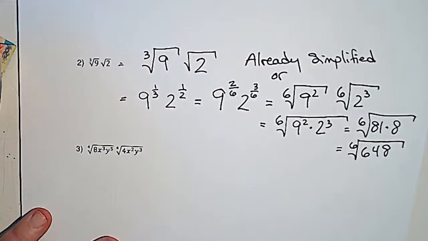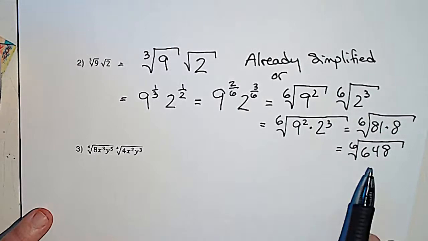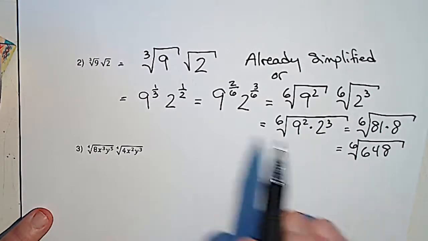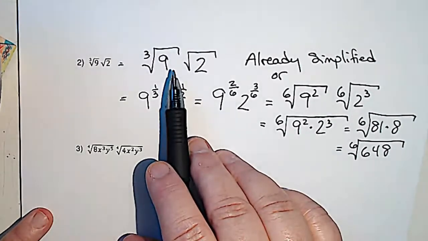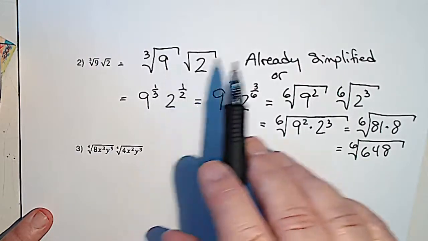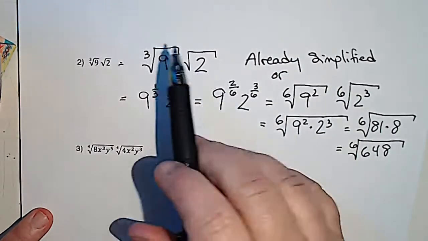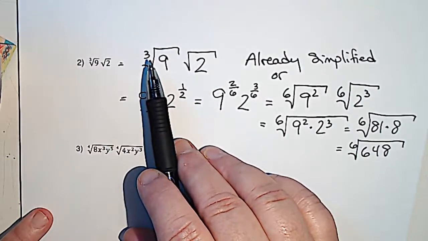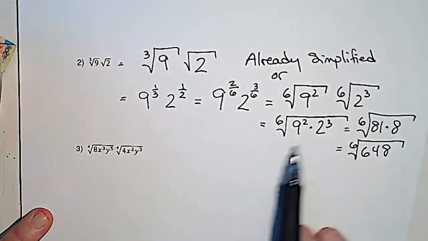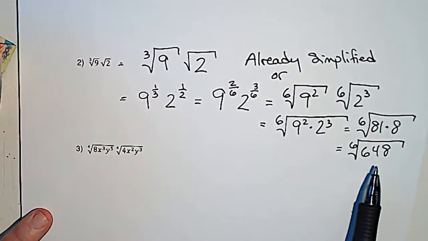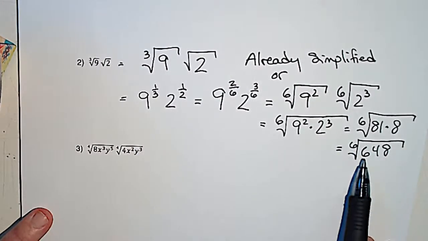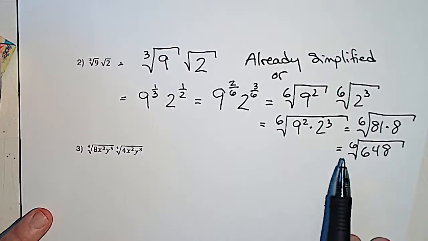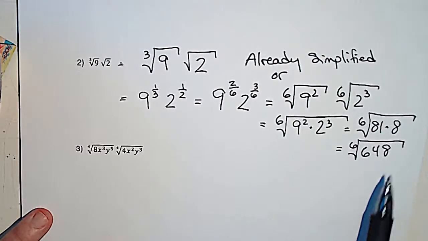Now, I got to be honest with you. There aren't a lot of settings where someone will think this is better than this. So you could, from one perspective, say these two indices don't match, so it's already simplified. And there may also be situations where it wants you to go through all this process to get to the 6th root of 648. And then we may be able to simplify this.